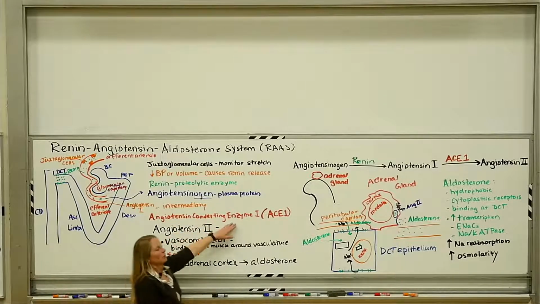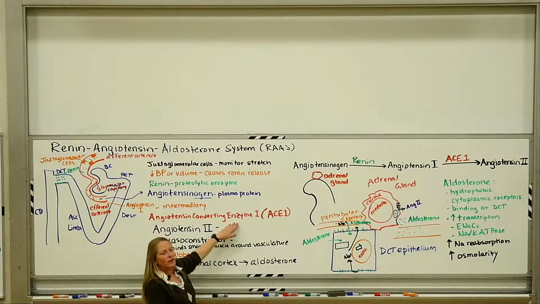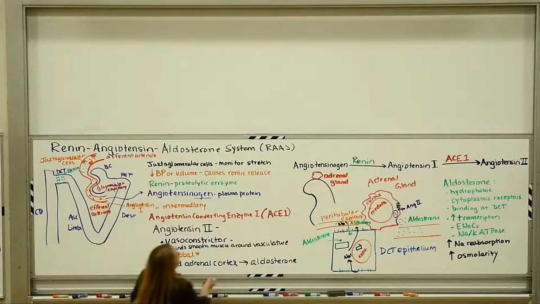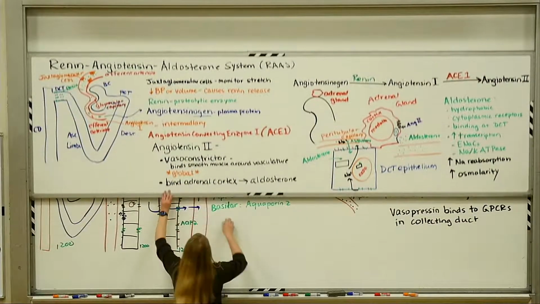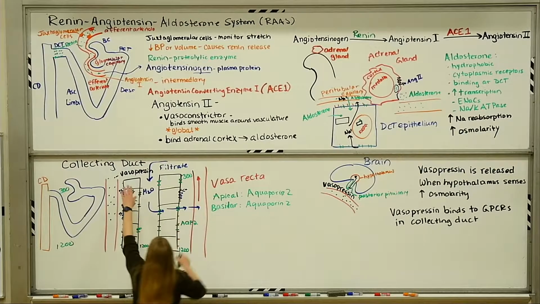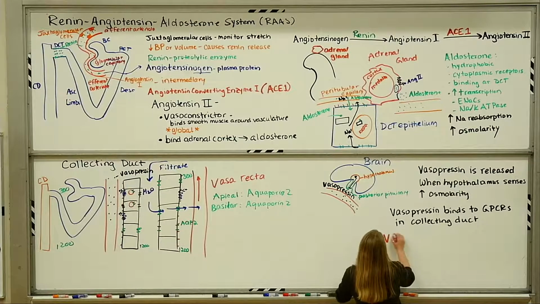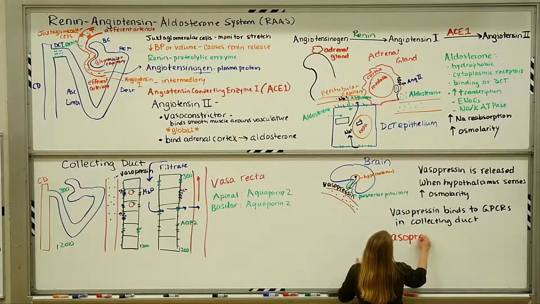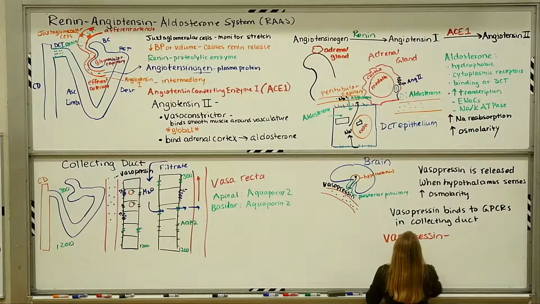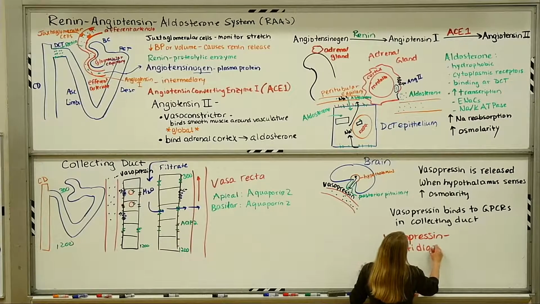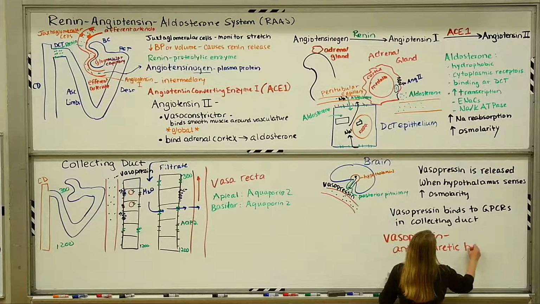And ACE inhibitors are actually our first line now for blood pressure treatment. It used to be that they used more diuretics. Where's my vasopressin? Okay, so here's vasopressin coming from the brain. Vasopressin is also sometimes called antidiuretic hormone, or ADH.